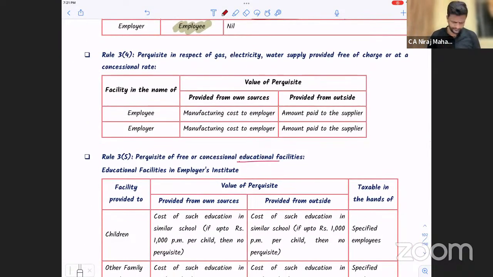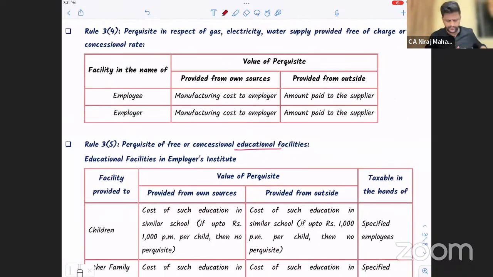Next one, rule 3-4. Okay, ready? Purpose in respect of gas, electricity, water supply, provided free of charge or at a concessional rate. Again here, accommodation can be of the employee only. Maybe, I said again, maybe. Accommodation can be of the employee himself or herself, or accommodation can be provided by the employer. But again, apart from that, some products are given for free of cost or concession.